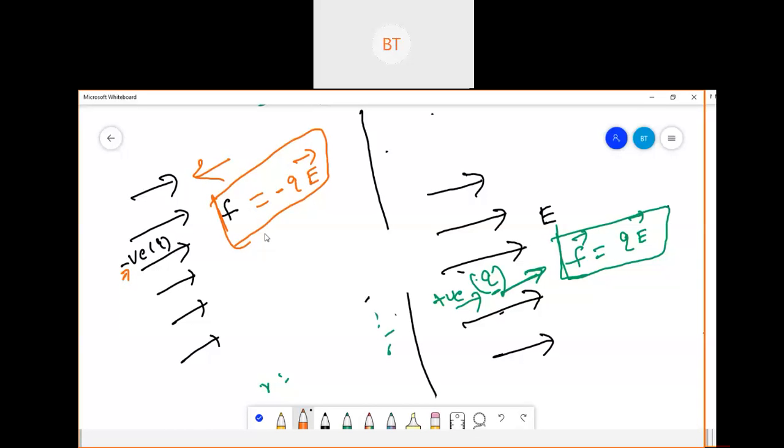Please tell me if you are having any doubt on direction.